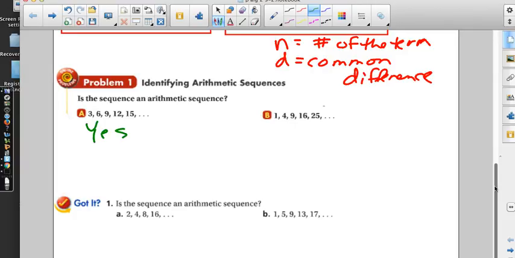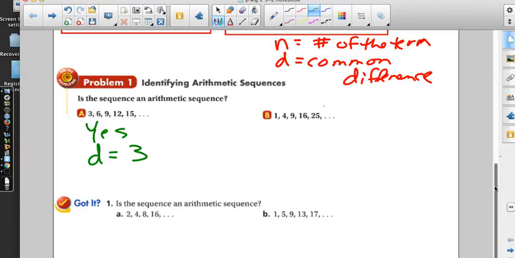Now let's take it one step further. What were they adding? 3. Now, you might say, I don't get this whole common difference thing, because when I looked at that, I thought, what are they adding? I didn't think subtraction. But technically, remember, to undo addition we're supposed to do subtraction. That's why it's called the common difference. 15 minus 12 is 3, 12 minus 9 is 3, 9 minus 6 is 3, and 6 minus 3 is 3. It's the common difference, but it just has to do with inverses.